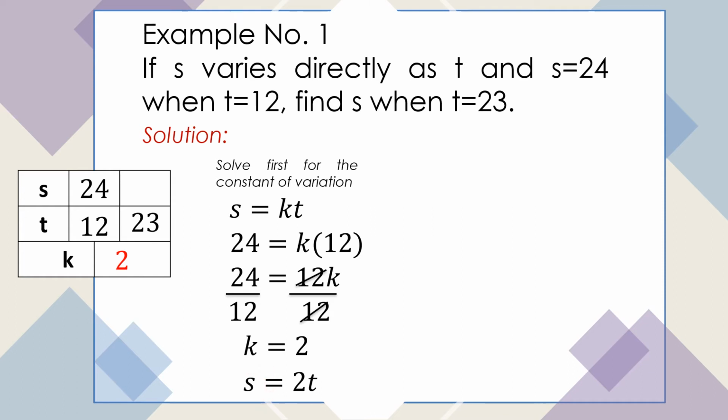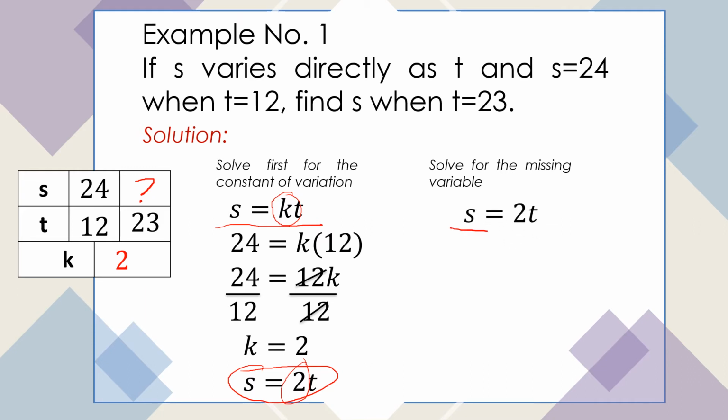Then, meron na tayong equation of variation. Okay, pag sinabi nating equation of variation, meron na siyang constant. Nakuha natin yung 2, papalitan lang natin itong K ng 2. Ito na yung ating equation of variation. Then, siya na yung gagamitin natin para makuha natin yung value ng S. We have T equals 23, we have S equals 2T. Saan galing to? Dito, sa ating equation of variation.